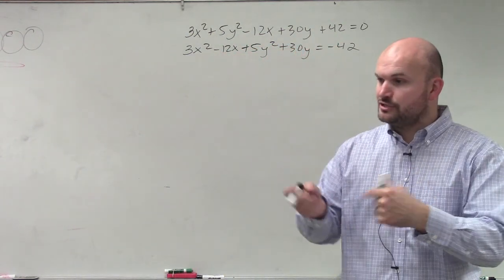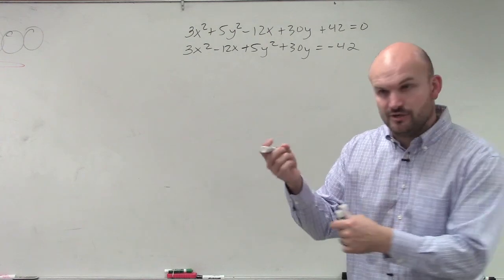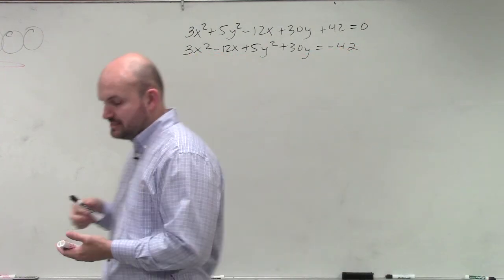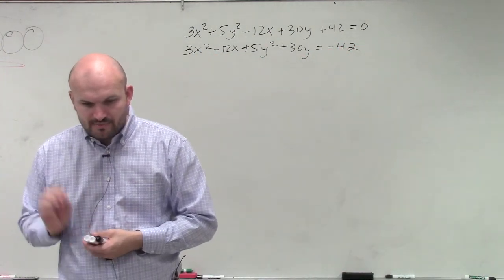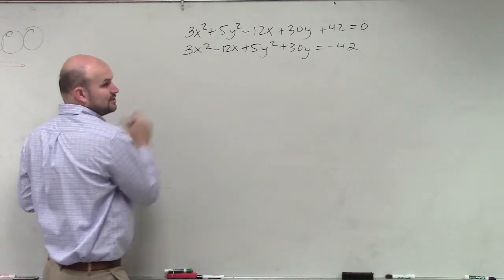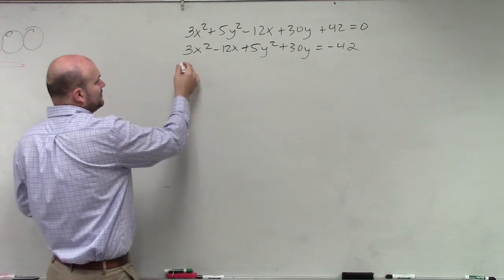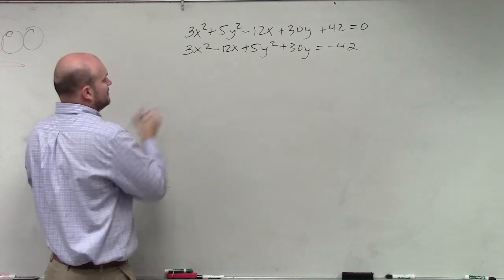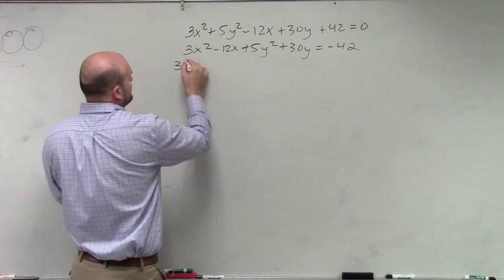The next thing, when we're completing the square, if you guys remember, you can only complete the square when your quadratic term, the term that's being raised to the power of 2, has a coefficient of 1. So here you can say this has a coefficient of 3, and that has a coefficient of 5. So what we're going to do is factor out those values.